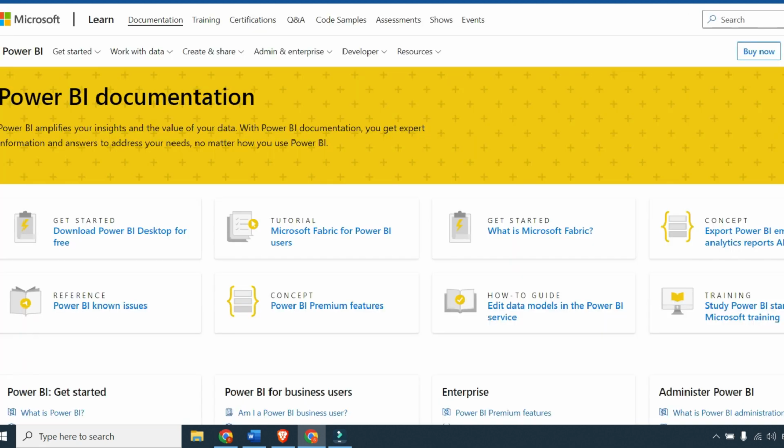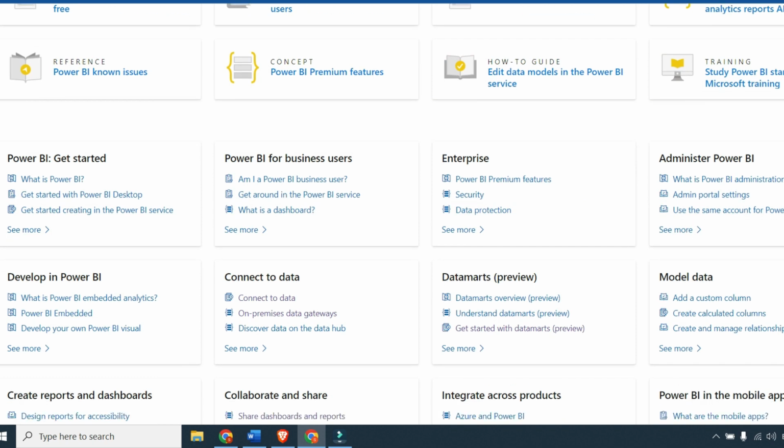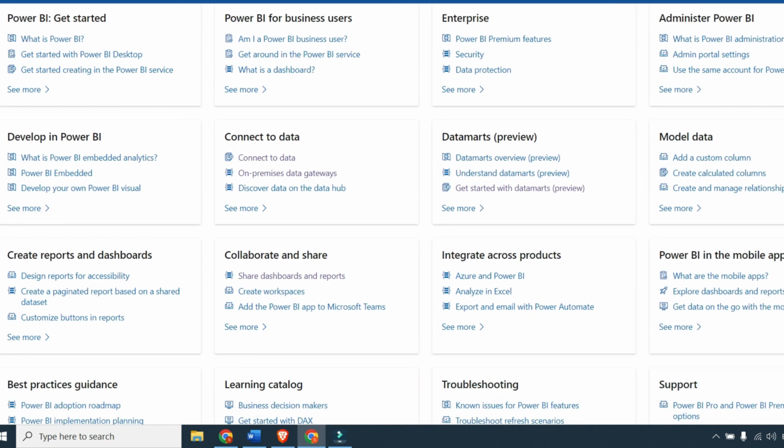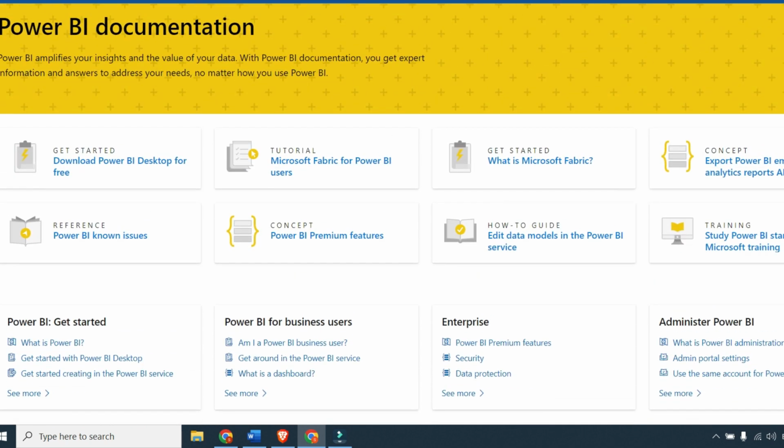So the other resource I used a lot was the official Power BI documentation from Microsoft. Here's the page here. It's a boring read. You don't obviously read the whole thing. There's way too much information here. But what you do is you use it as a reference guide, all right? Use it as a reference guide.